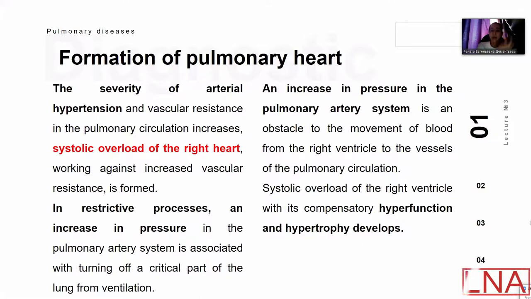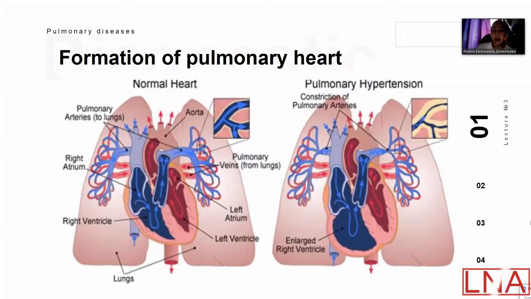So systolic overload of the right ventricle leads, on the first stage, to development of hyperfunction and hypertrophy, and on the last stage, it will be dilatation of the right ventricle. So this is the base moment of development of the pulmonary heart. Pulmonary heart can be a result of many diseases of the respiratory system. And by the formation of the pulmonary heart, we can explain peripheral edema syndrome in patients with respiratory diseases. So, and look at this picture.